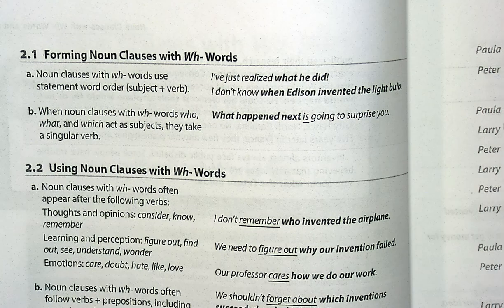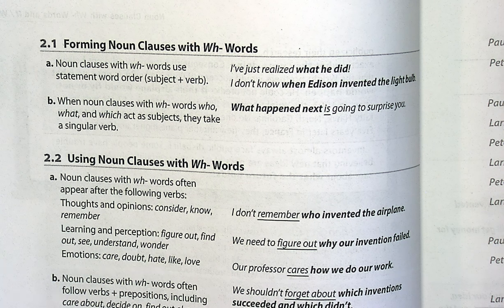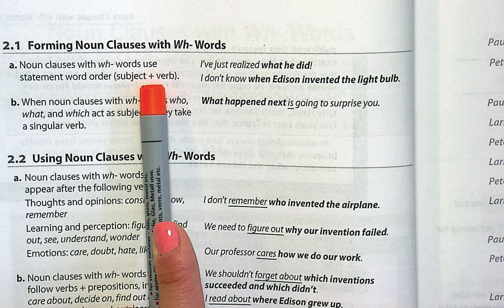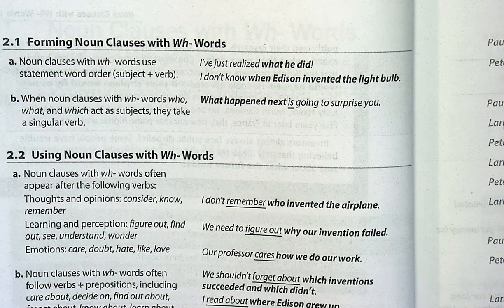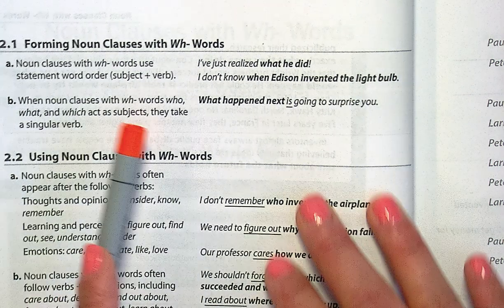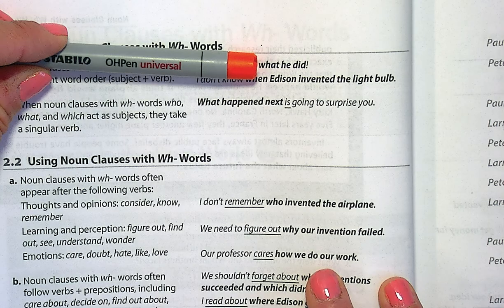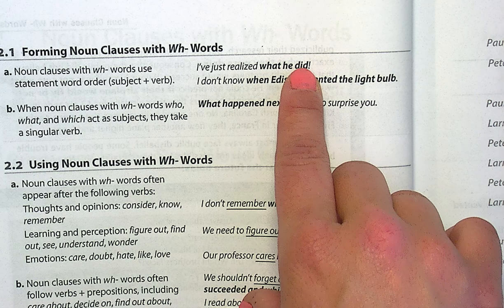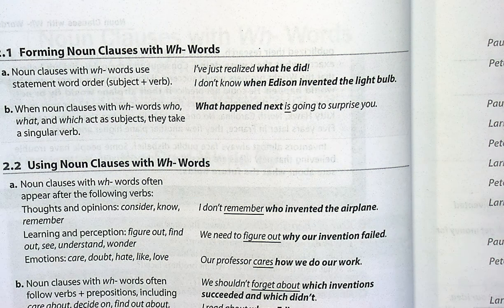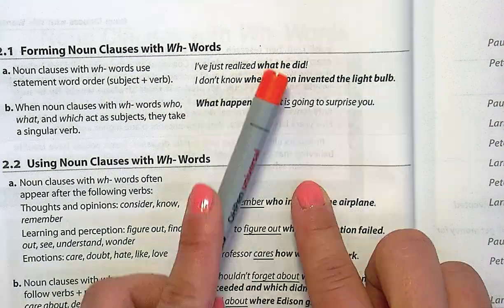Forming noun clauses with WH words. Noun clauses with WH words use statement order such as subject-verb. This is important because it's not actually a question. We don't actually use question order. I've just realized what he did. If our real question is, what did he do? In this case, it's a sentence, so we use sentence order. It's the subject before the verb, not the question order. I've just realized what he did. So we've got subject before verb.